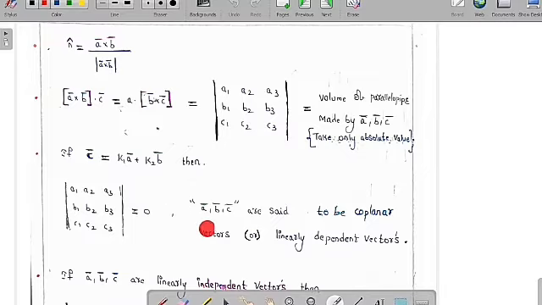Because of that reason, we say that A bar, B bar, C bar are coplanar vectors or linearly dependent vectors, meaning the vector C bar depends upon the vectors A bar and B bar. The vector C bar lies on the same plane as the vectors A bar and B bar, so we can't make any three-dimensional object. And if there is no three-dimensional object, then the volume enclosed by it is 0.